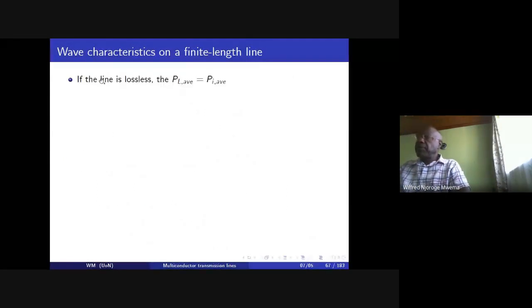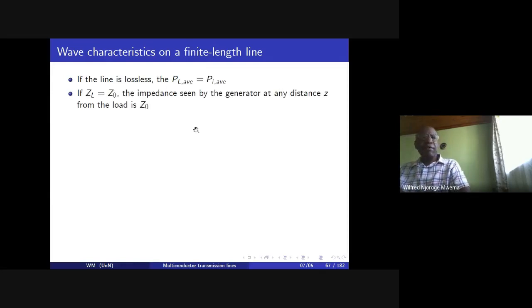So if the line were lossless, that is, if gamma was just equal to jβ, then we would expect that the input power, that is the incident power on the line at its input, must be equal to the power absorbed in the load, because the line is lossless. So power in is the same as power out at the end of the line.